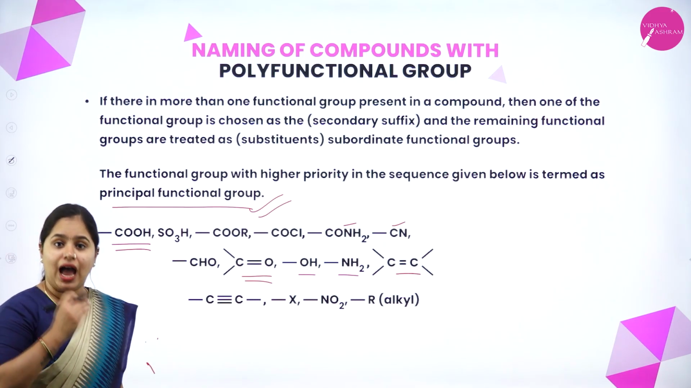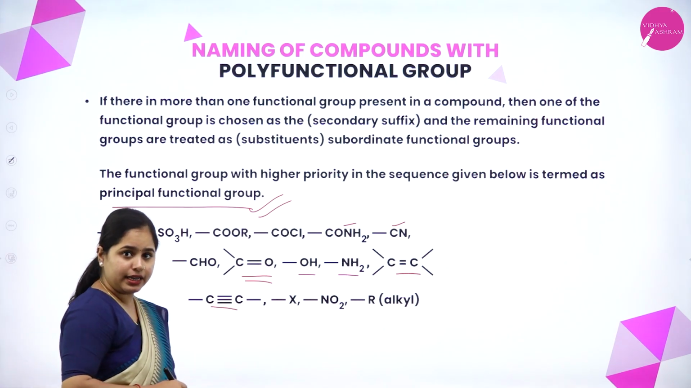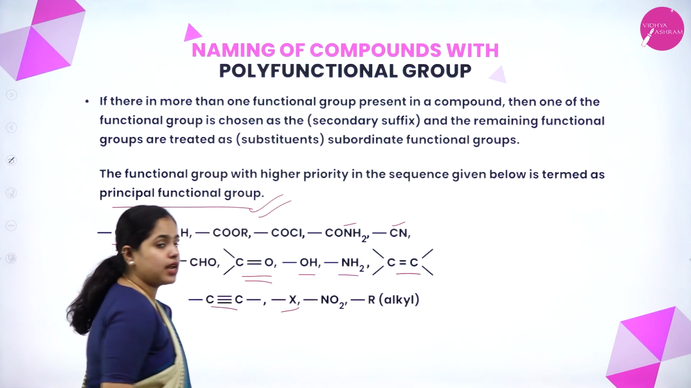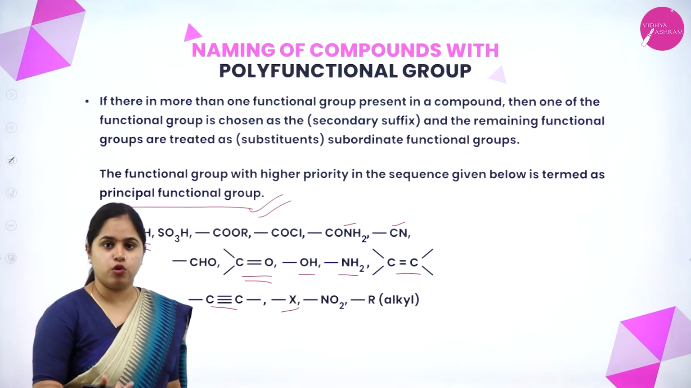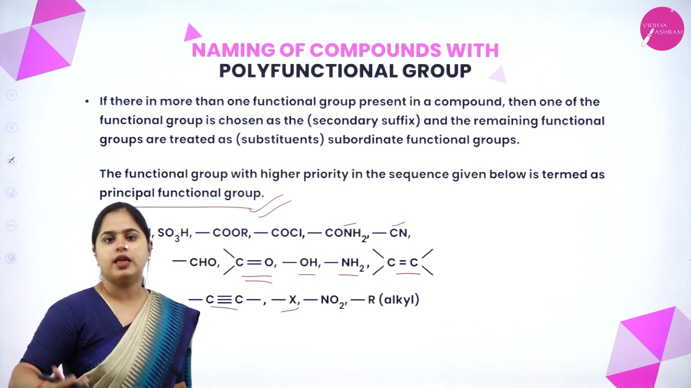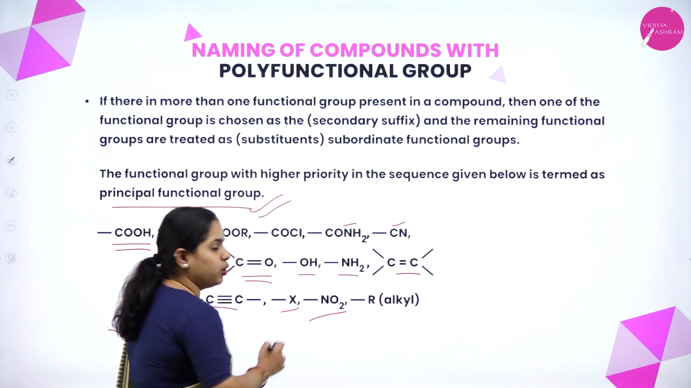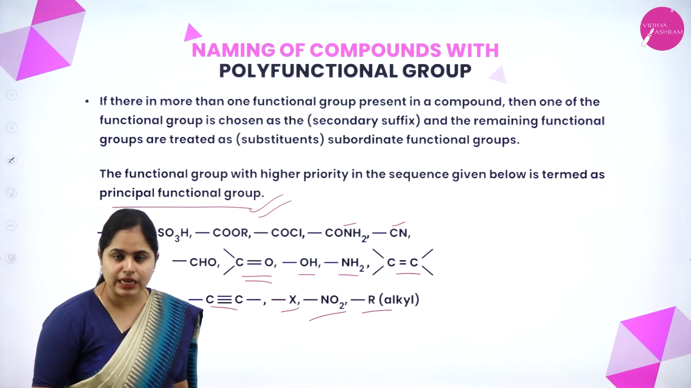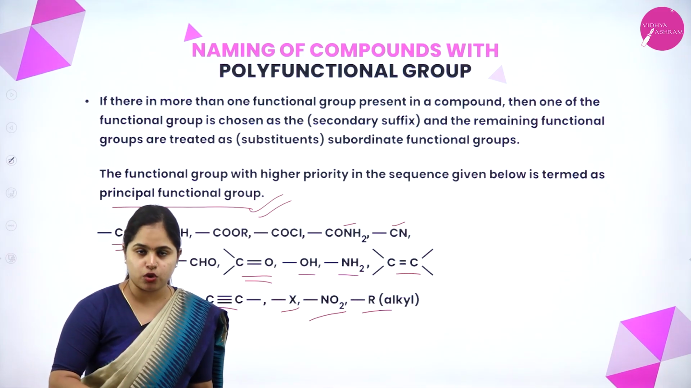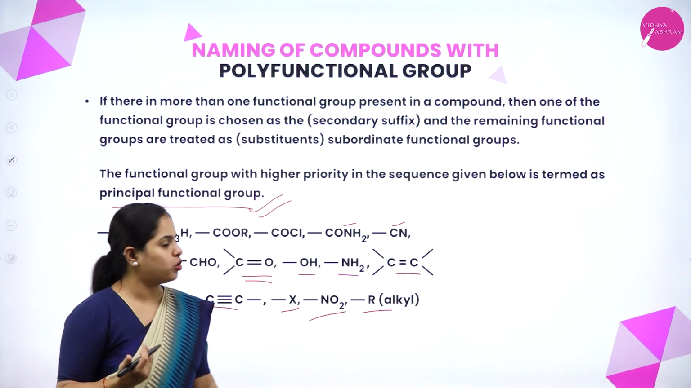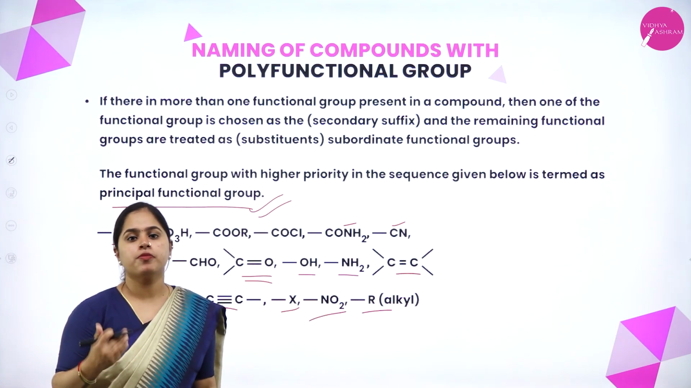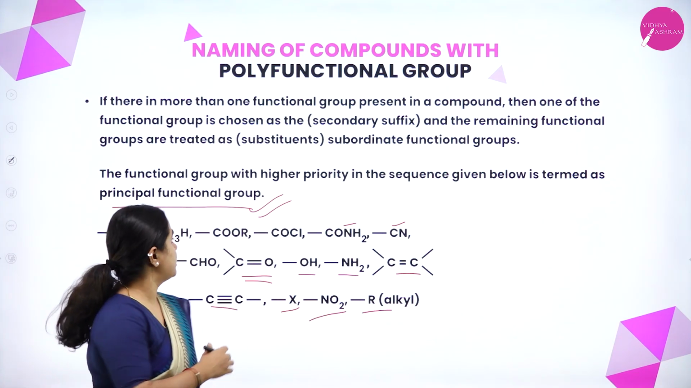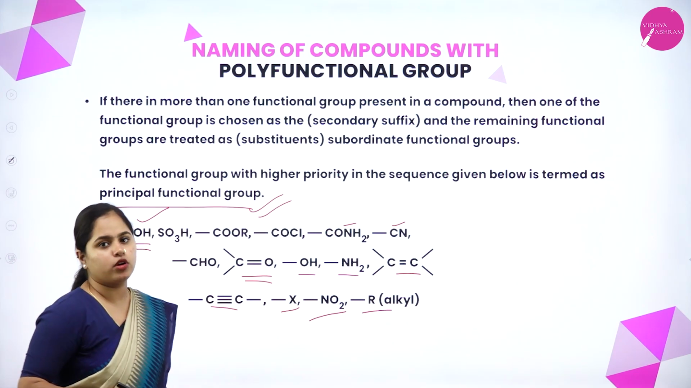So that is alkene, then you have alkyne, then this X stands for halogens, right? Fluorine, chlorine, bromine, iodine, the halogens. Then NO2, that is nitro, and then R. R stands for any alkyl group, that is CH3, C2H5. Yes, the alkyl groups will have the lowest priority. Then the highest priority goes to your carboxylic acids.